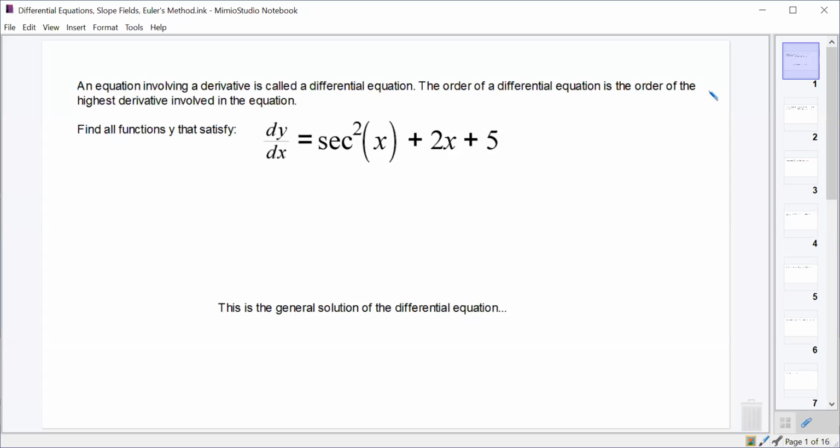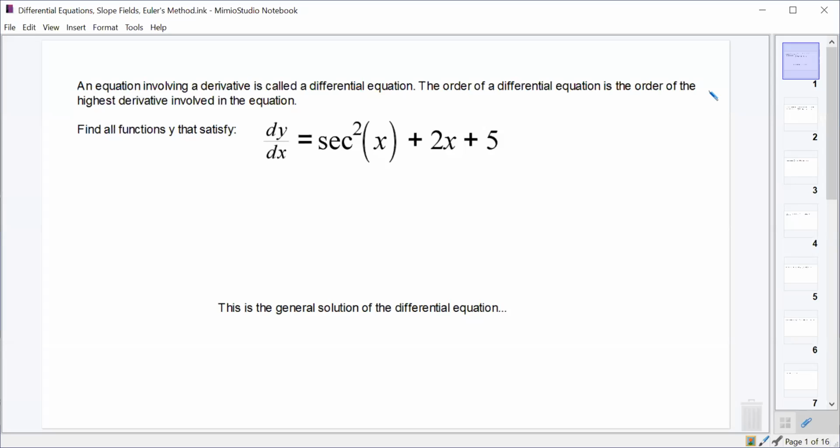We should hopefully be able to intuitively guess that a differential equation is just an equation that has a derivative in it, right? And the order of that differential equation is just the order of the highest derivative involved. So this differential equation, dy/dx equals secant squared x plus 2x plus 5, is just a first order differential equation because the highest derivative in it is a first derivative.